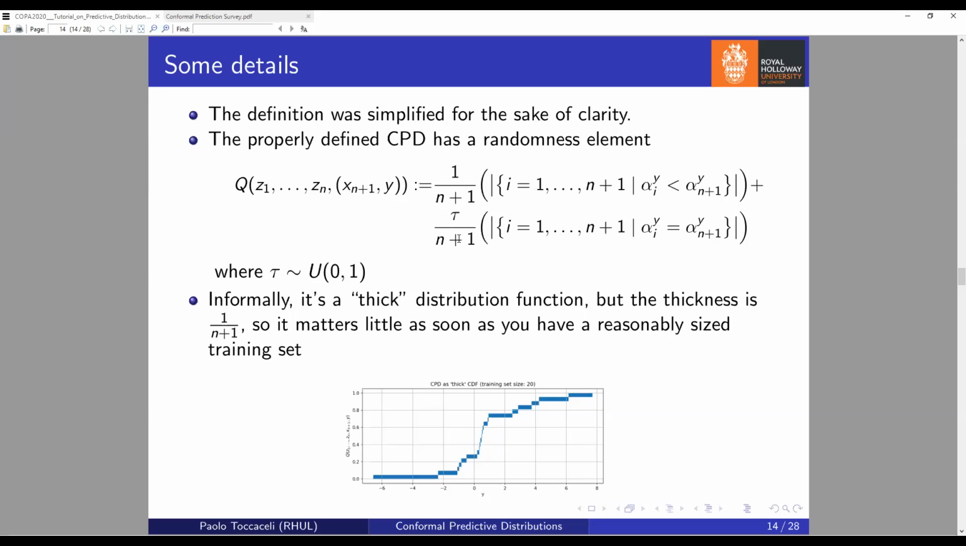So what we end up having is, informally, a thick distribution function made up of n plus 1 steps, each with thickness 1 over n plus 1. The fact that this is thick is obviously important from a formal standpoint, but in practice it matters relatively little because hopefully you're going to have a reasonably sized training set. And of course, as you have a reasonably sized training set, the width is small, especially compared to the kind of errors that you're going to have for other reasons.